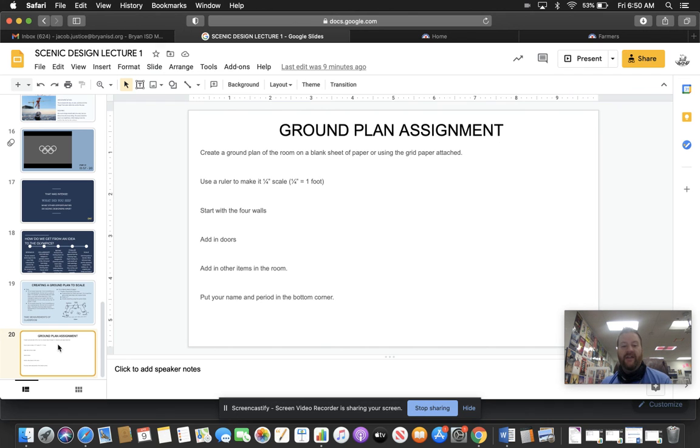And then you're going to add in the doors and where they are in the room, and you're going to measure. In three groups, you're going to get a tape measure, and you are going to measure everything, and then you're going to design it on the grid paper. Okay, so get that done today.